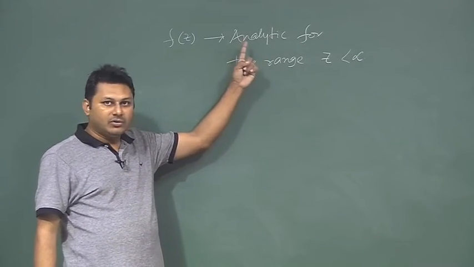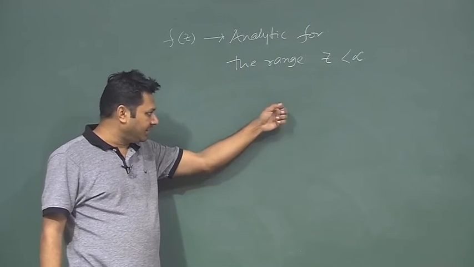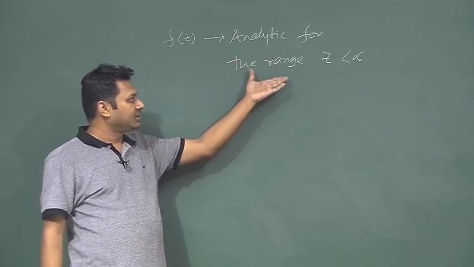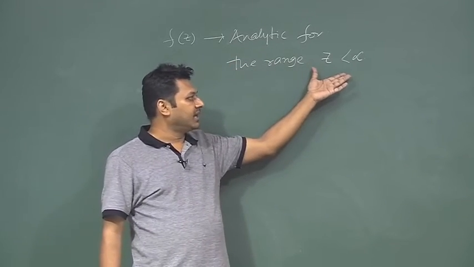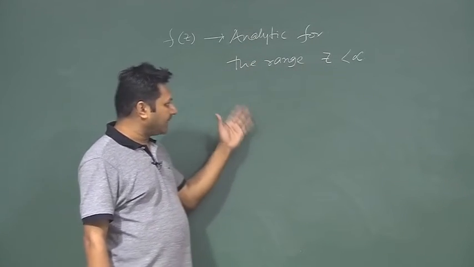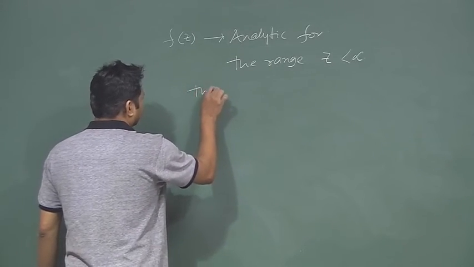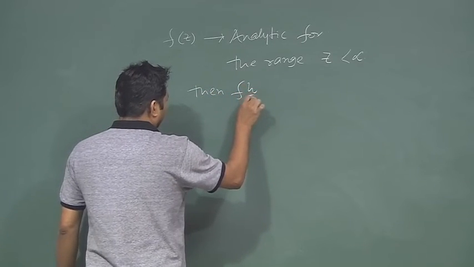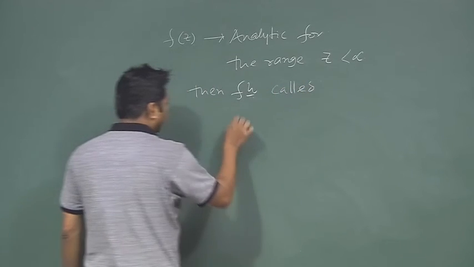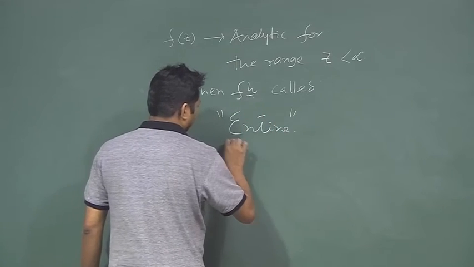that means I find a function which is analytic, that means it has some derivative at some z and also in the neighborhood of z, but I am saying that the range of this z is less than infinity, that means almost the entire plane except the z tending to infinity point, then this function has a special name called entire function. This is called the entire function.